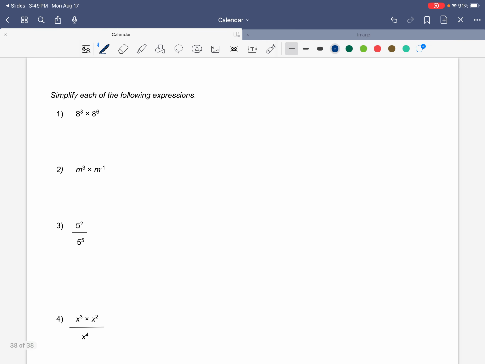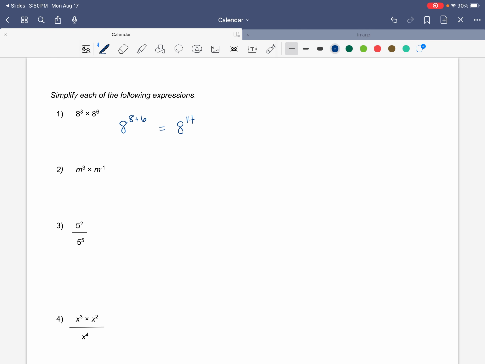On the back, it wants you to simplify each of the following expressions. So you're not solving, you're just combining in order to simplify the equation. So we're using those rules. When we're multiplying, we add the exponents. Whenever we're dividing, we subtract exponents. Okay, so for this first one, I am multiplying. My base is 8, so I'm going to keep that. And then I'm going to be adding my exponents. So 8 plus 6. So my simplified version would be 8 to the 14th power.